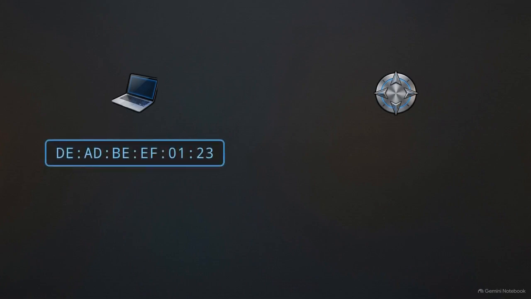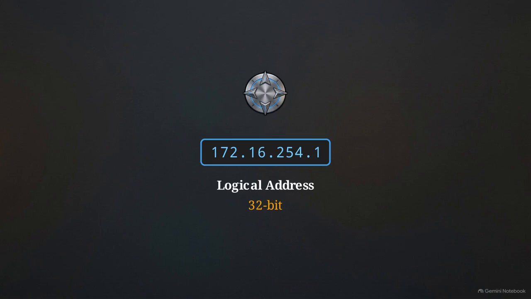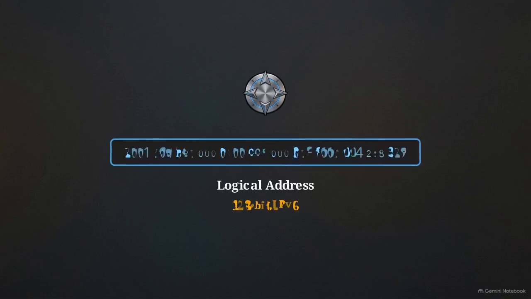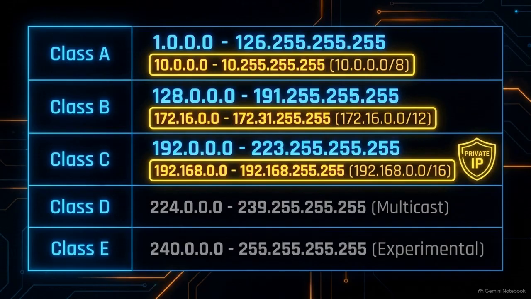Identifying a device requires different types of addressing. A MAC address is a permanent 48-bit hardware identifier. In contrast, an IPv4 address is a logical 32-bit address. To handle the billions of modern devices, we have transitioned to the 128-bit IPv6 standard. IPv4 is divided into 5 classes, with A, B, and C being the most common for standard networking. Within these classes, specific ranges are reserved for private IPs. These internal addresses are used on local LANs and are never routed directly over the public internet.